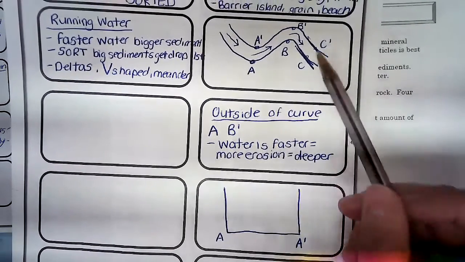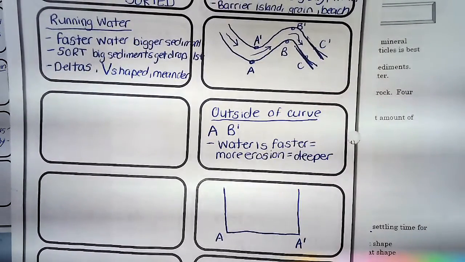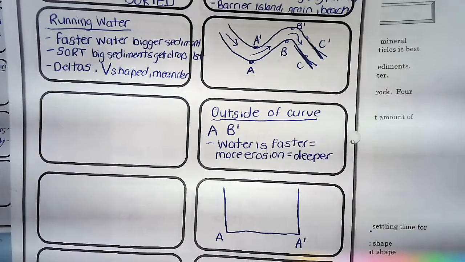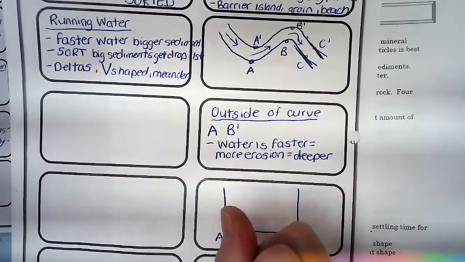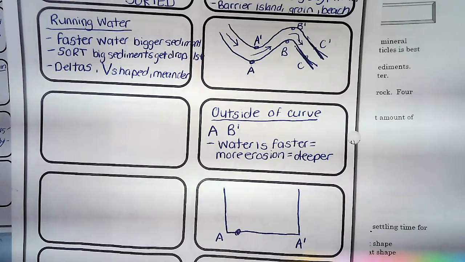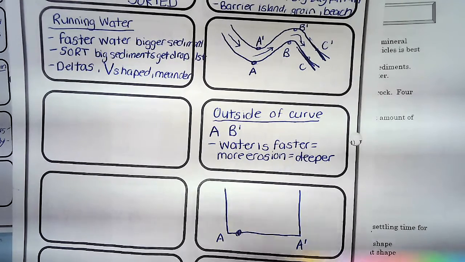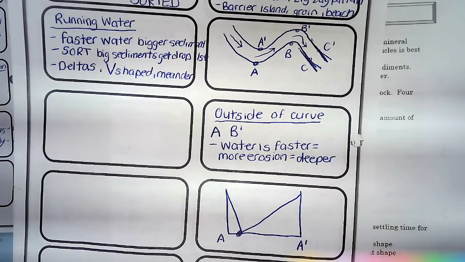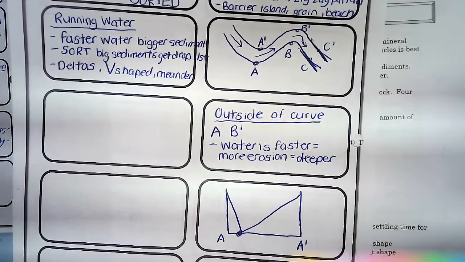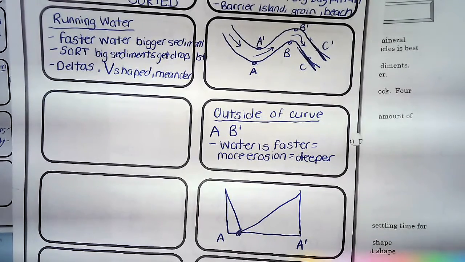So you ask yourself, is A or A prime the outside? We already talked about this. It is A, on the outside of a curve. So you put the deeper spot, you just label a dot there over near A and you connect them up. There will be several of those on the test on Friday. You're going to have to recognize what the bottom would look like. And the key is the deepest spot is always near the outside.